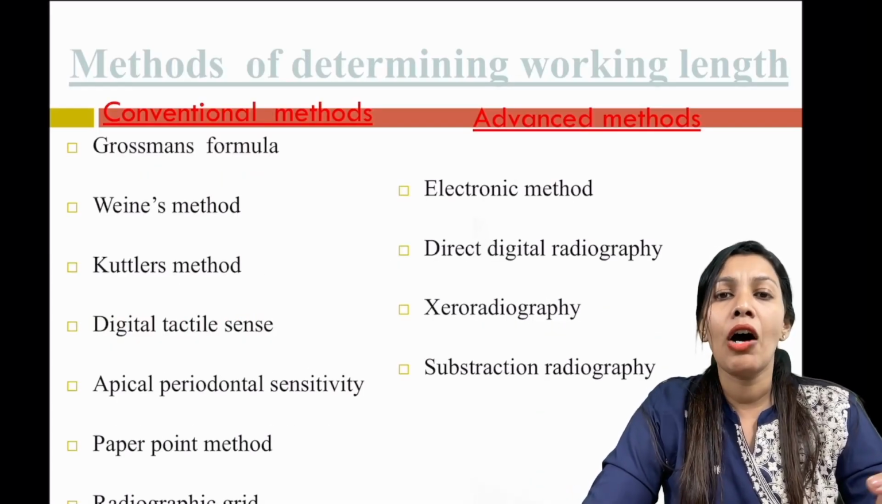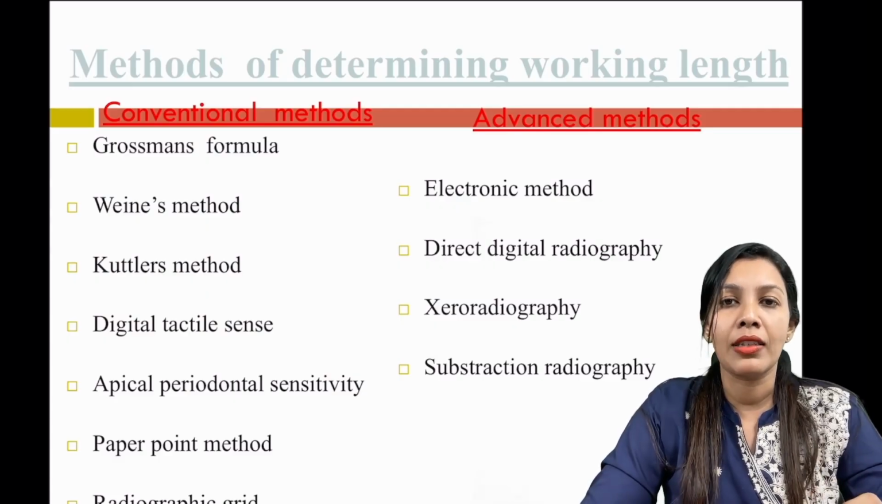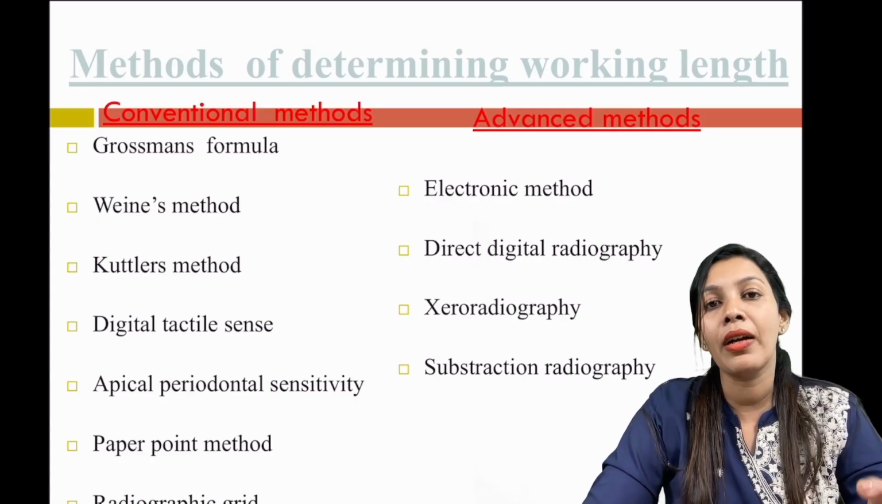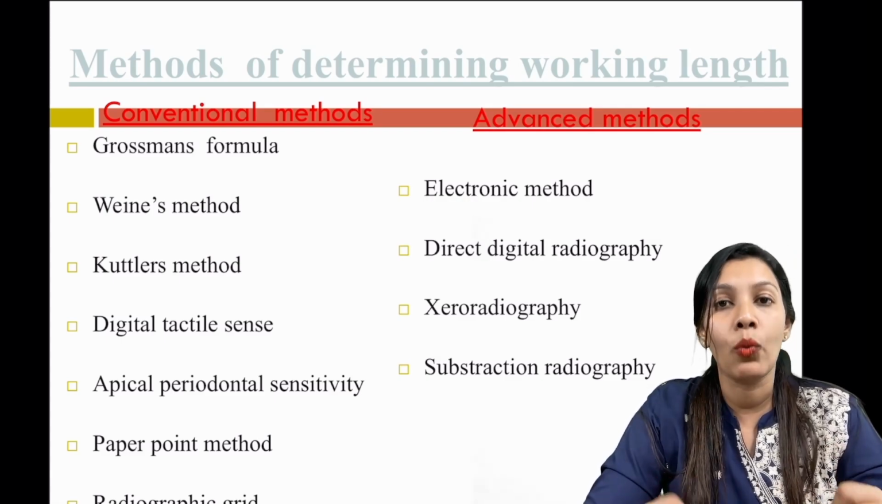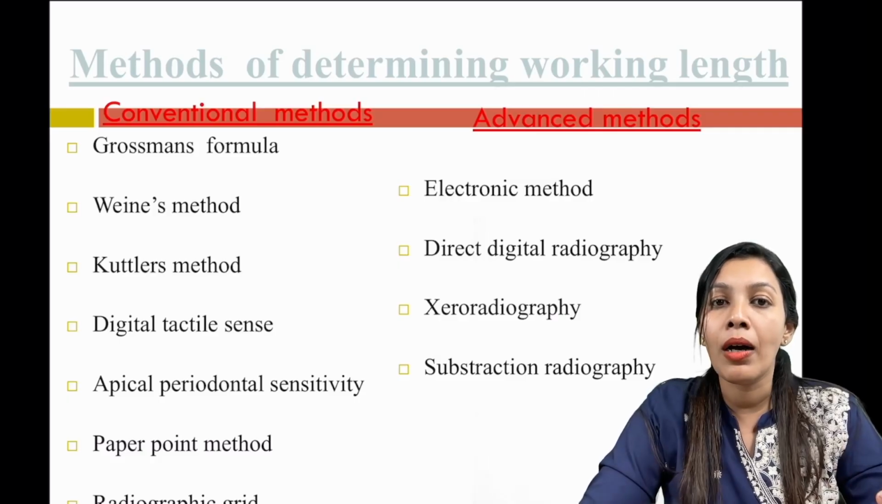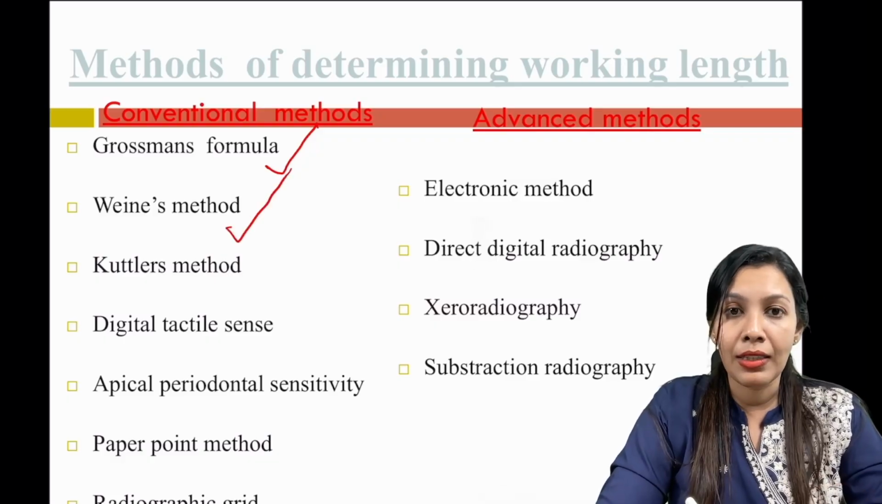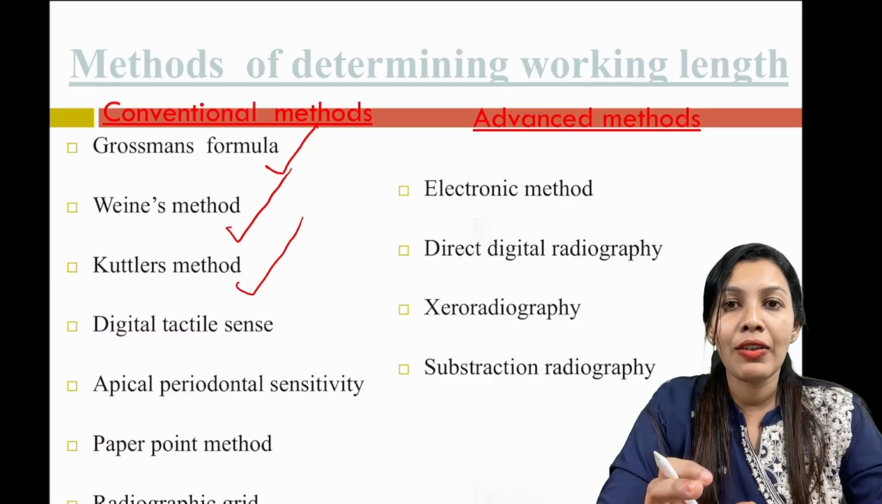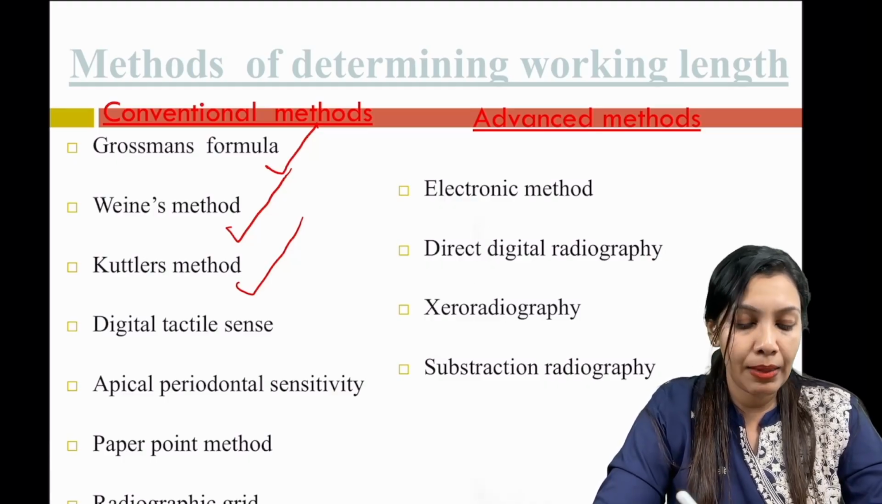The methods of determining the working length include the early conventional methods and the advanced methods. What are the conventional methods? Normally, Ingle's method is used for calculating or determining the working length. Next, there is a formula that was given by Grossman, that is Grossman's formula. Bregman's method is there, and Cutler gave the radiographic apex method, which is Cutler's method of working length determination.